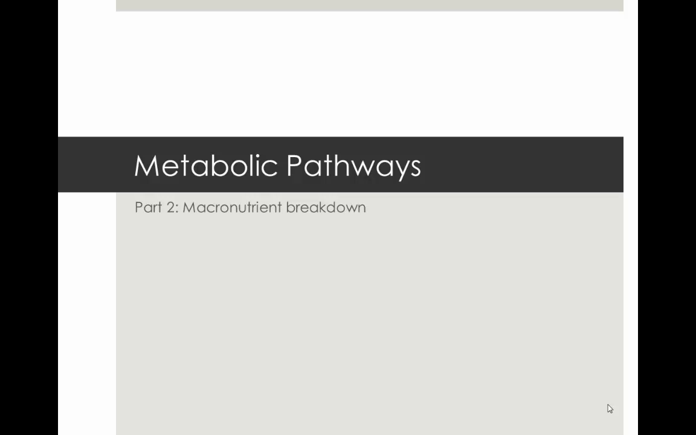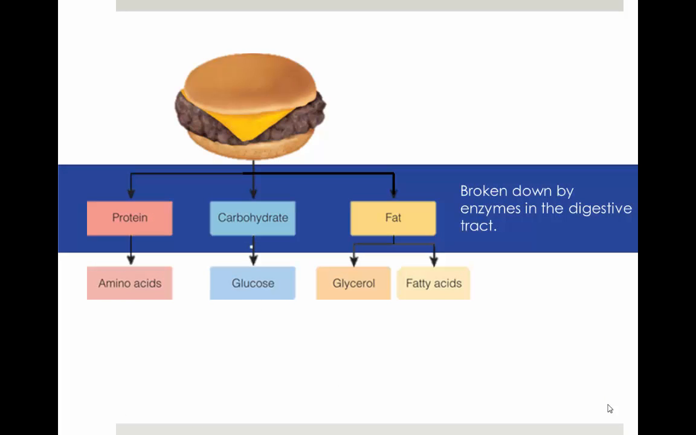In the last video, we discussed the overview of how energy is obtained from food and captured in ATP to fuel the functions of our bodies. In this video, we will dive into more details about each of the metabolic pathways and how carbohydrates, fats, and amino acids are broken down.